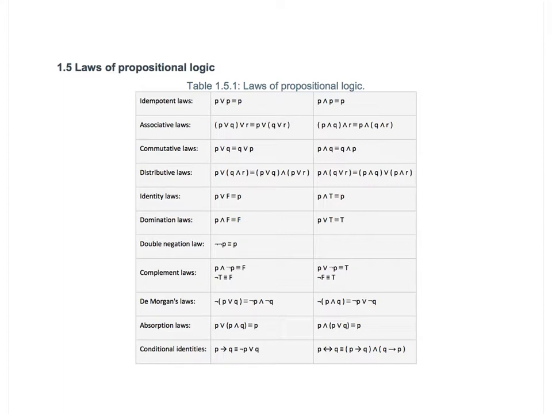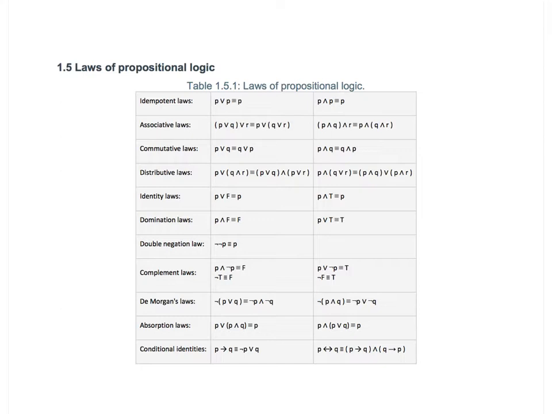We have complement laws. As you see, the negation of true is equivalent to false. The negation of false is equivalent to true. The conjunction of P and its negation is false. The disjunction of P and its negation is true. We have De Morgan's law, which we saw one of the forms in the previous slide. In this slide you see both forms, both the negation of conjunction and negation of disjunction. We have absorption laws.